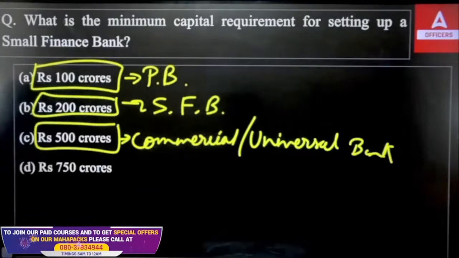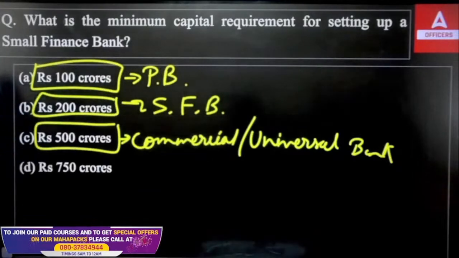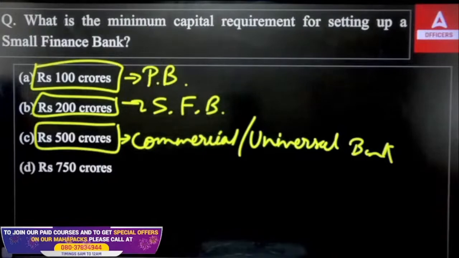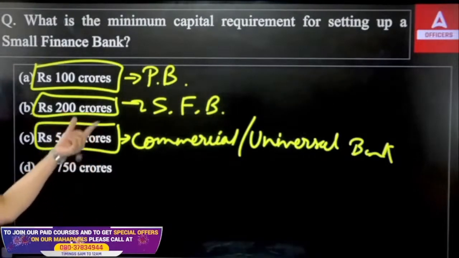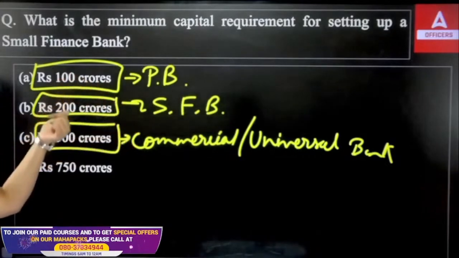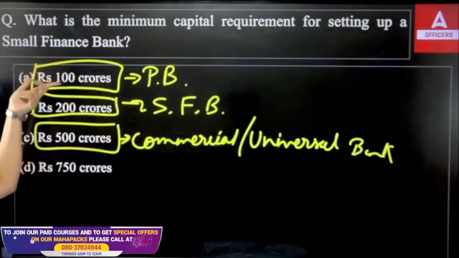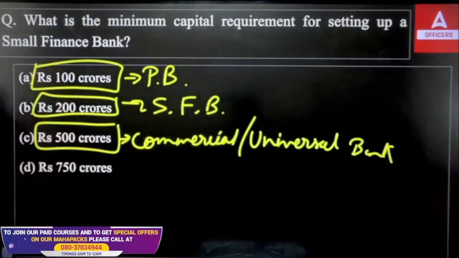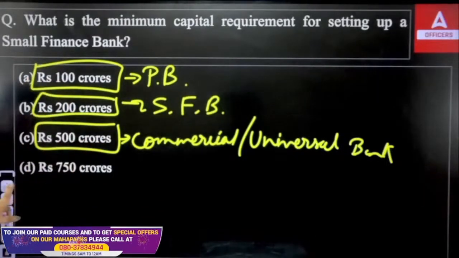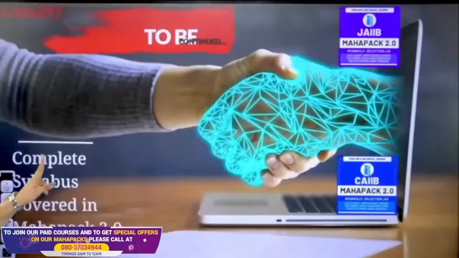When the small finance bank was introduced along with the payment bank, it used to have an initial capital of 100 crore like the payment bank has right now. But its initial capital has been increased by RBI. Now it is 200 crore. So payment bank 100 crore, small finance bank 200 crore, commercial bank or universal bank 500 crore. So do remember all these three. Okay, so the right answer will be your B option.